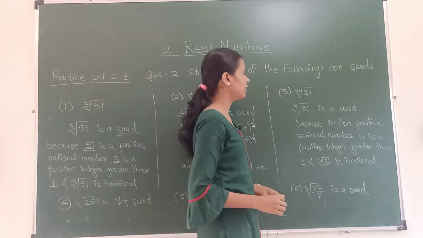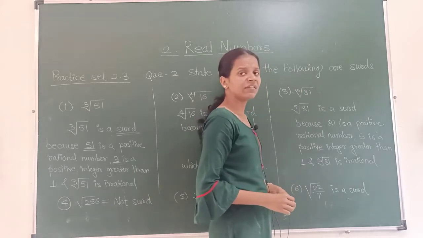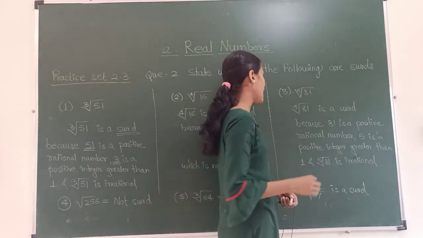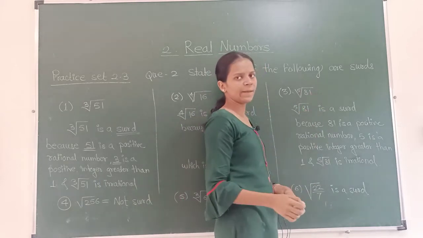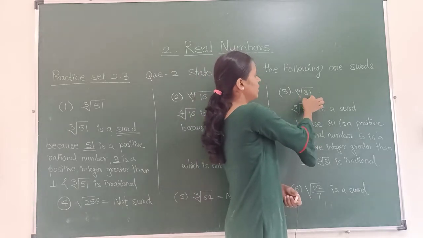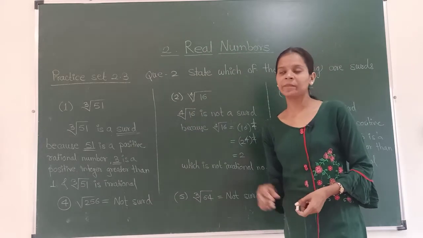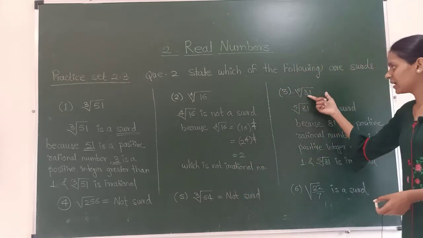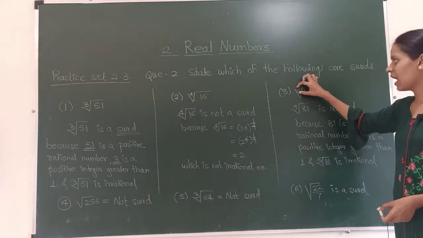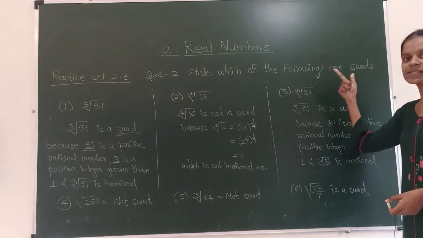Next, we will move towards the third one. 5 under root of 81 is a surd. Why is it a surd? Because 81 is a positive rational number and 5 is a positive integer greater than 1, and this whole number is irrational. Therefore, we can call it a surd. Because the whole number is irrational, whereas 81 is a positive rational number and 5 is a positive integer which is greater than 1. Therefore, it is called a surd.